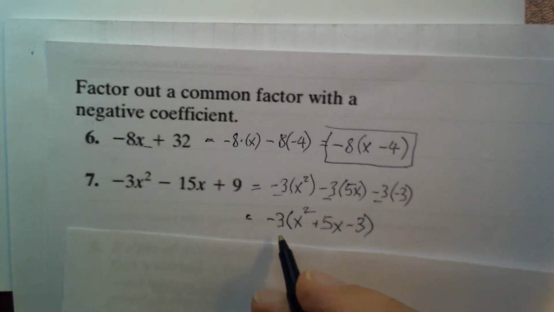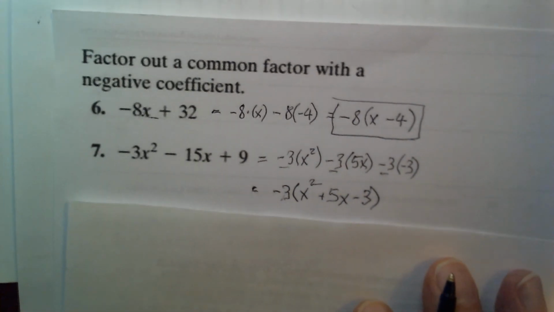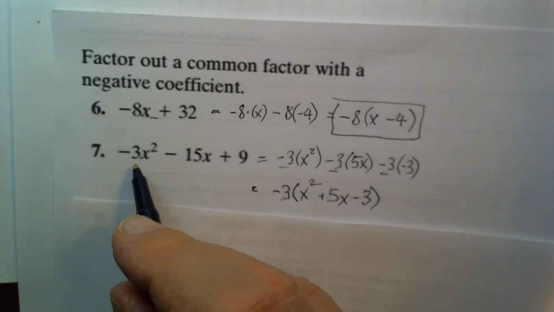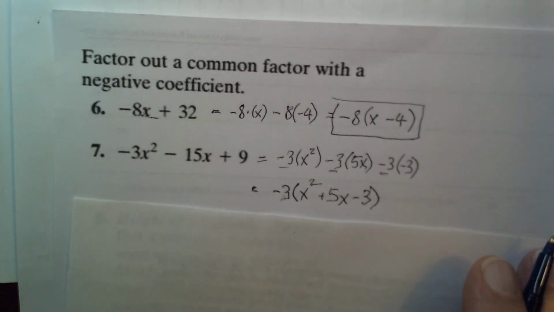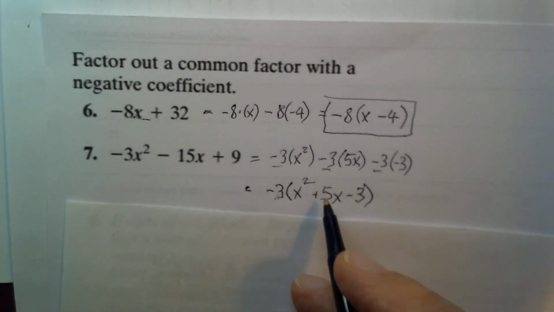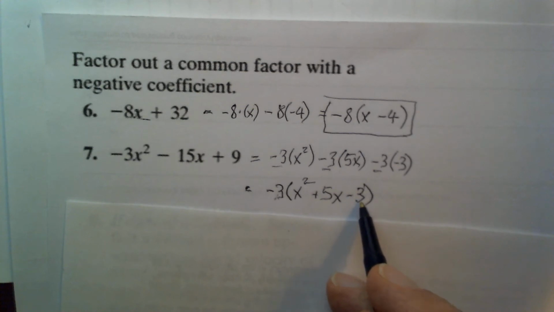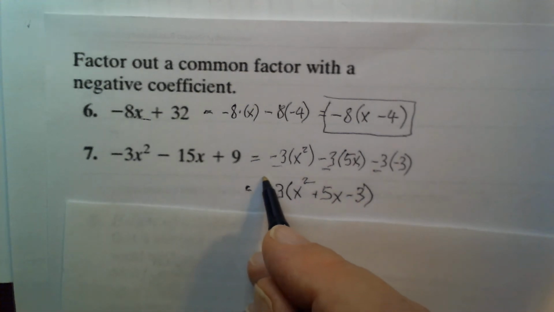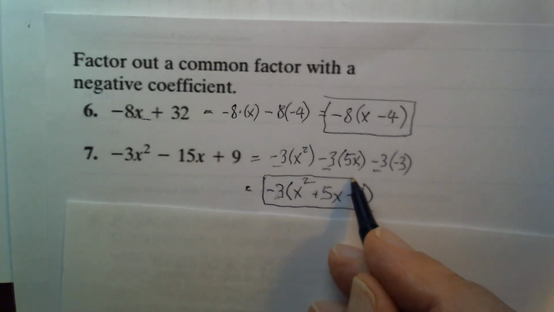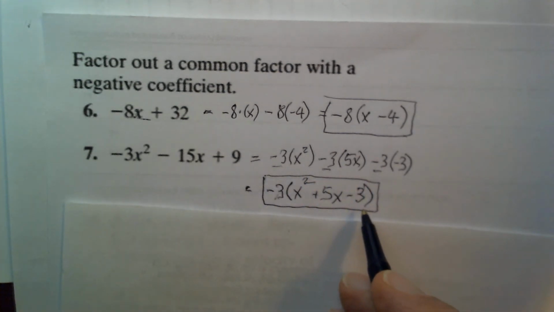Again, let's check our answer. Minus 3 times x squared is minus 3x squared, which we started out with. And minus 3 times 5x is minus 15x, so that works. And minus 3 times minus 3 is plus 9. So this is our correct factorization with a negative coefficient.